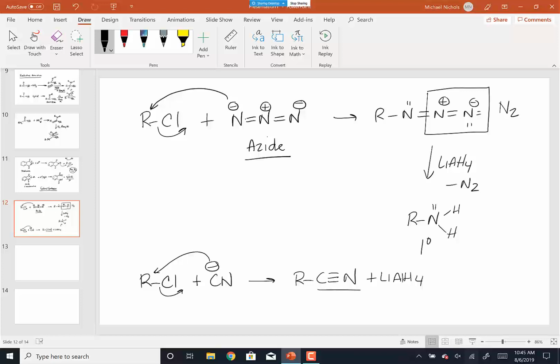The first one I'm going to add is H minus. So I could write the product here, and I could just say, oh, well, we're going to form a primary amine, because we're going to reduce the C triple bond N down to a C single bond and add nitrogens all the way around. But we know the mechanism of this.